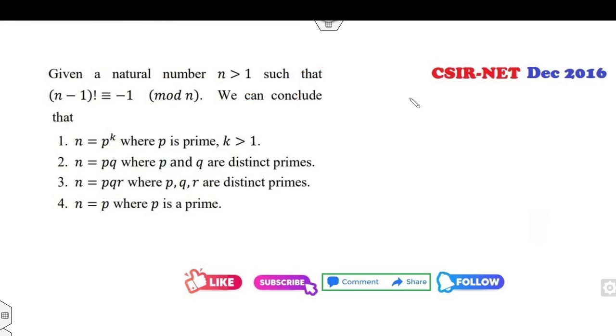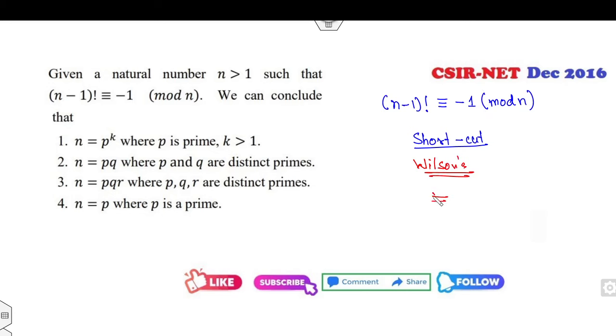Given a natural number n such that n minus 1 factorial is congruent to minus 1 mod n. Very simple. What is the shortcut tip? If you remember my earlier theory, this result I have told you is the Wilson theorem. What is the Wilson theorem? This result holds if and only if n is prime.